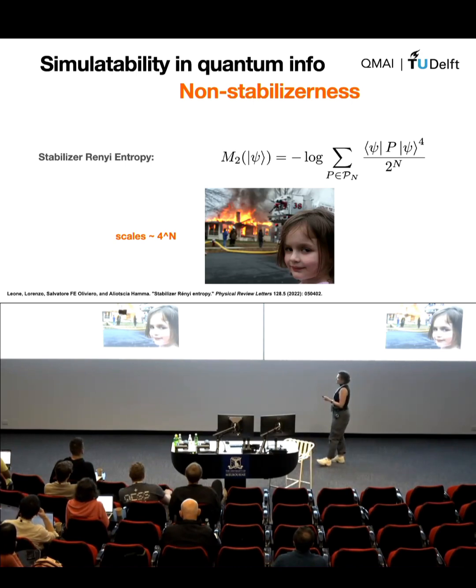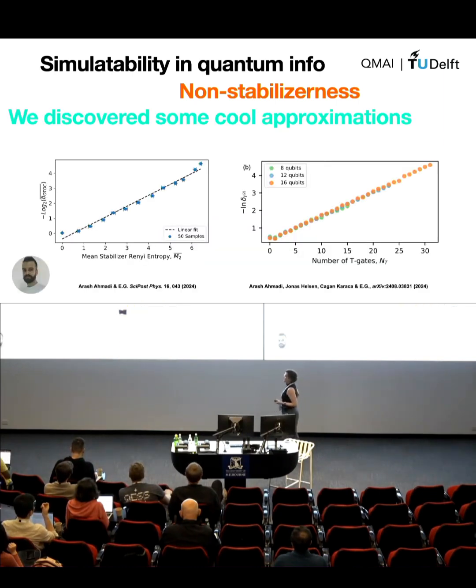This is still kind of horrible because it scales like 4 to the n, because you need to calculate this expectation value with respect to all the Pauli strings that you have. But at the time, this actually was a really great improved scaling of calculating this kind of non-stabilizerness.